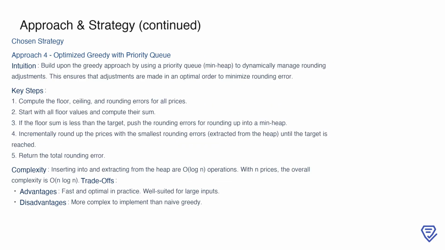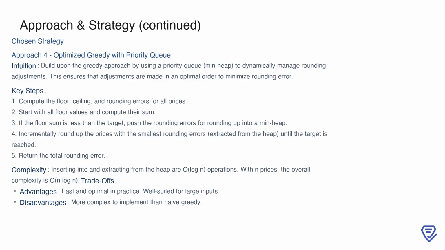The strategy we ultimately choose builds on the greedy approach but introduces a priority queue to optimize the rounding adjustments. This approach begins by calculating the floor, ceiling, and rounding errors for all prices. Starting with all floor values, we compute the initial sum. If the sum is below the target, we push the rounding errors associated with rounding up into a min heap.